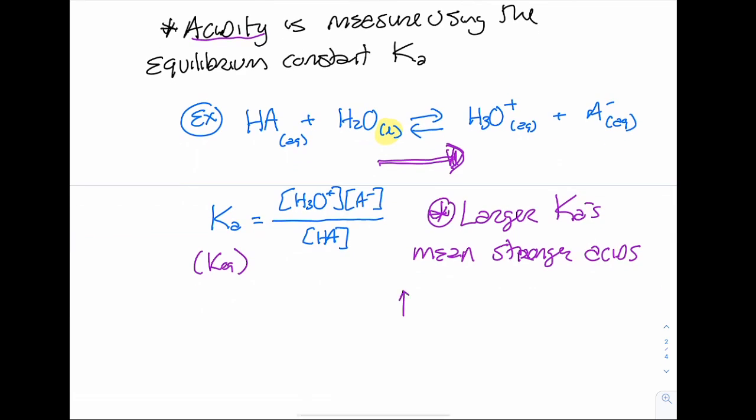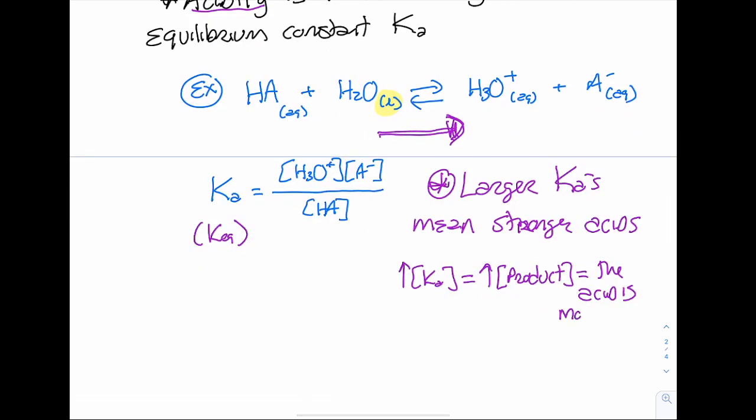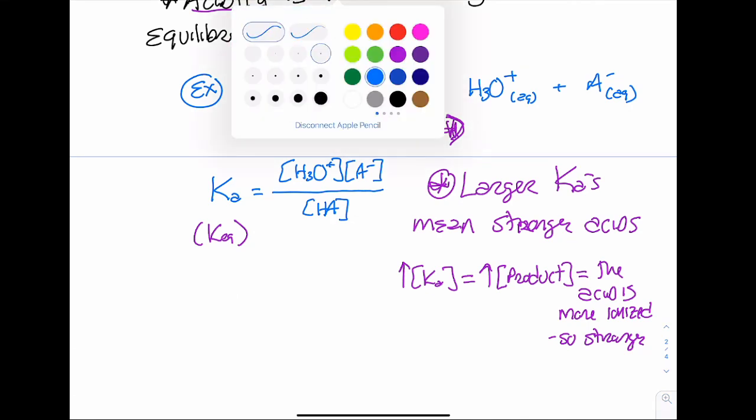So essentially larger Ka means larger product concentration, right? Which means the acid is more dissociated, more ionized. So we could say stronger. Do you guys get why I'm using the word ionized versus dissociate?